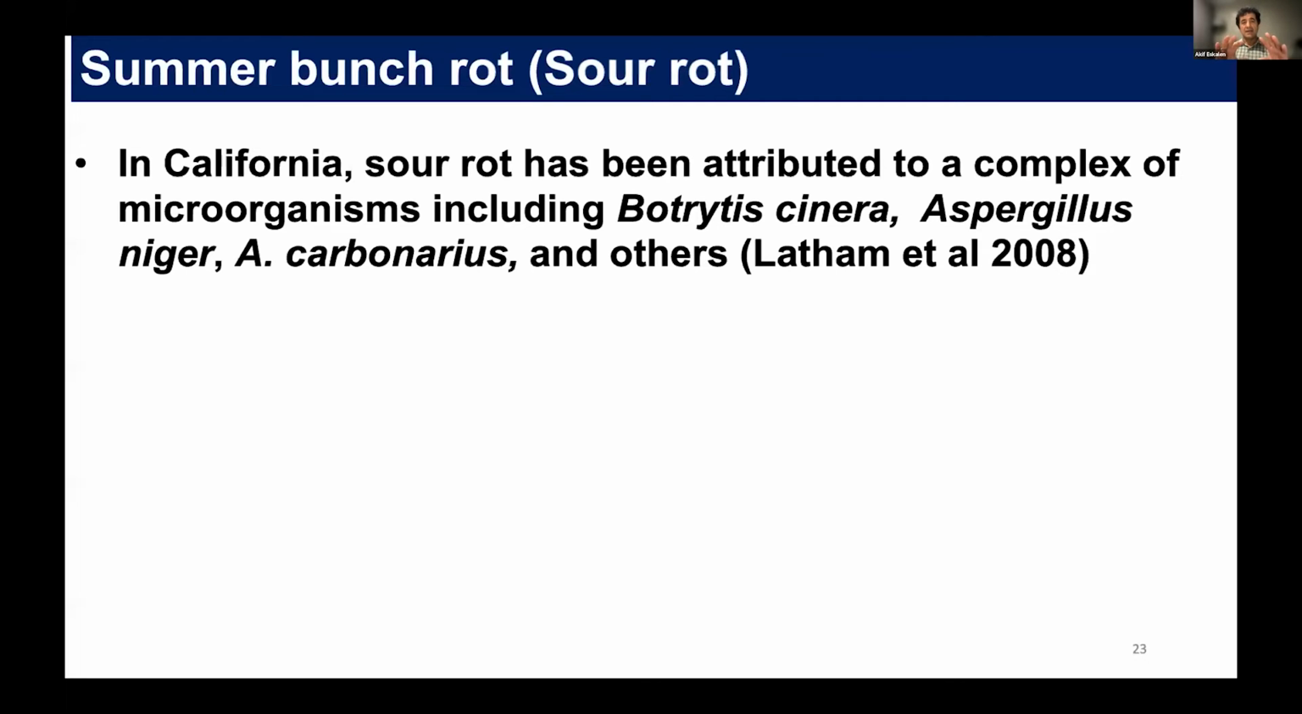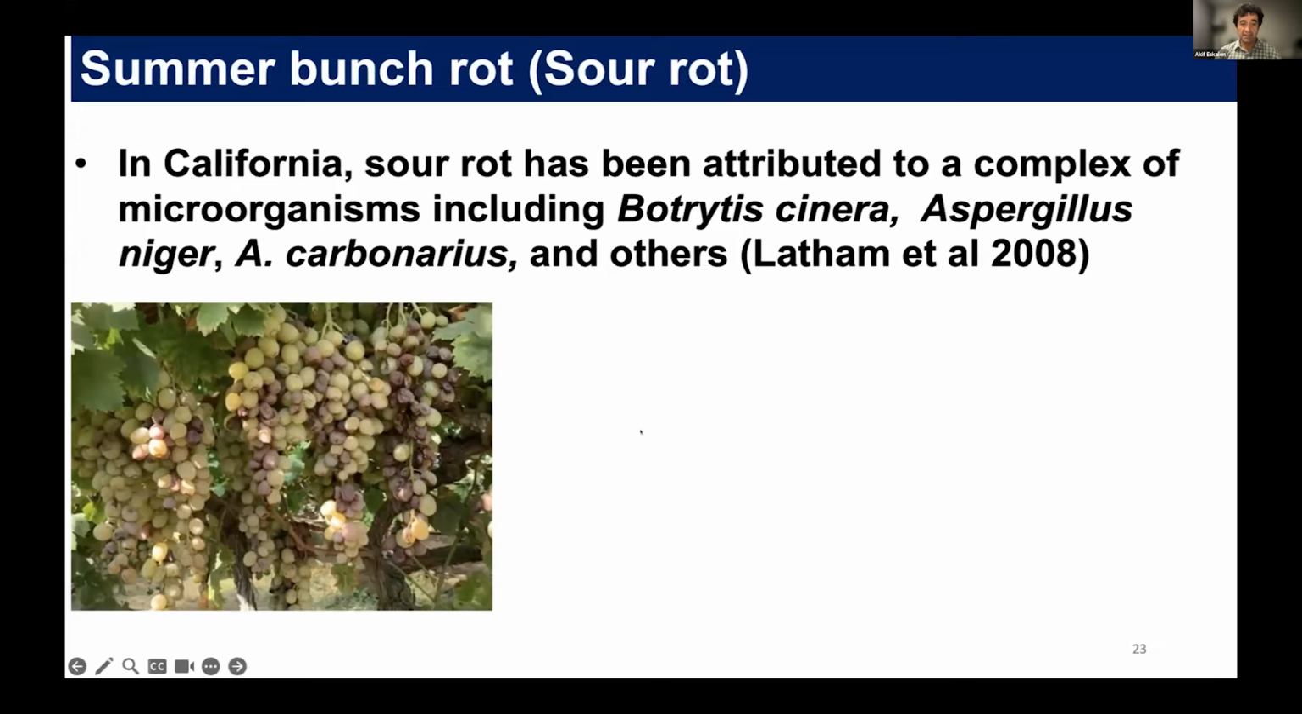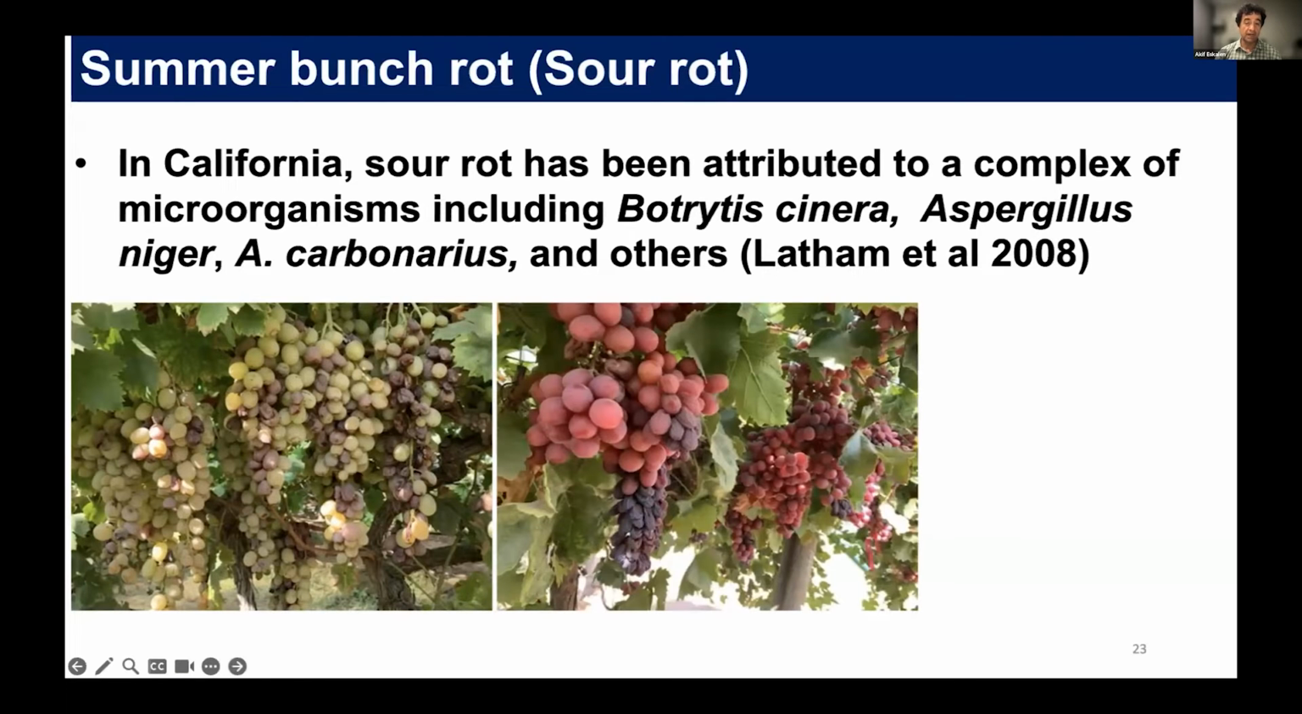Summer bunch rot is also involved with Botrytis cinerea, but also with more than one Aspergillus species, and other yeasts, acetic acid bacteria and other organisms can also be involved. These are the very common symptoms. I have to tell you that in wine grape growing areas, we have seen these kinds of symptoms showing before the harvest. Again, these are table grapes.